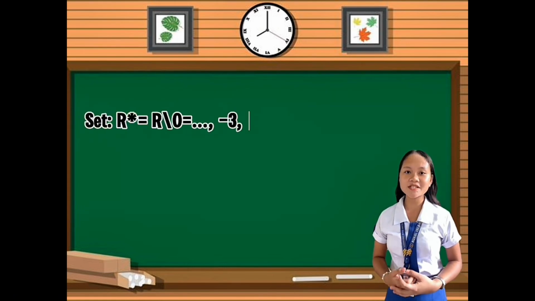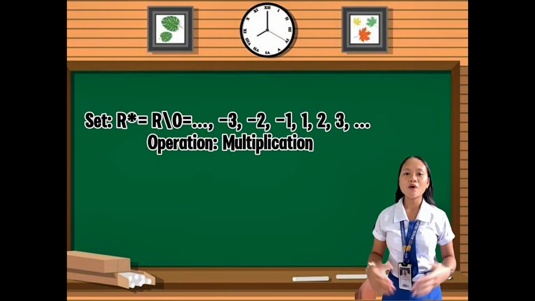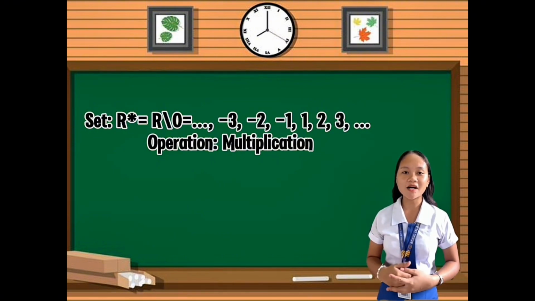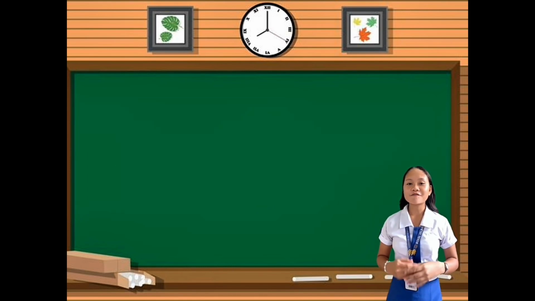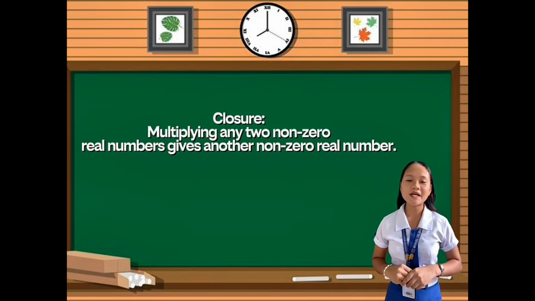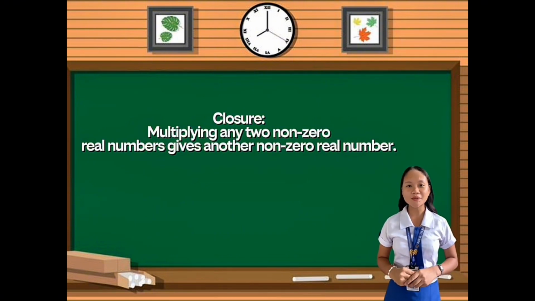Next, let's consider the set of non-zero real numbers under multiplication. We will denote the set as R star, which is R minus 0. So let's check the 4 group properties. First is closure. Multiplying any two non-zero real numbers gives another non-zero real number.